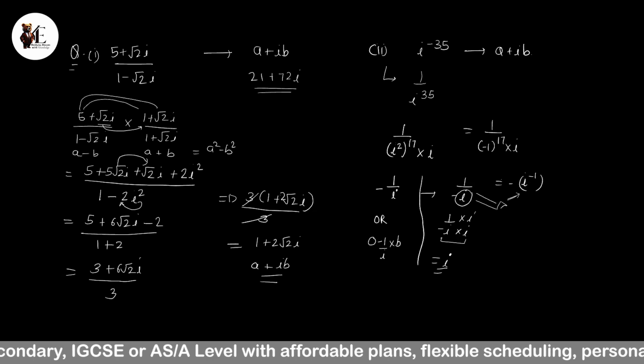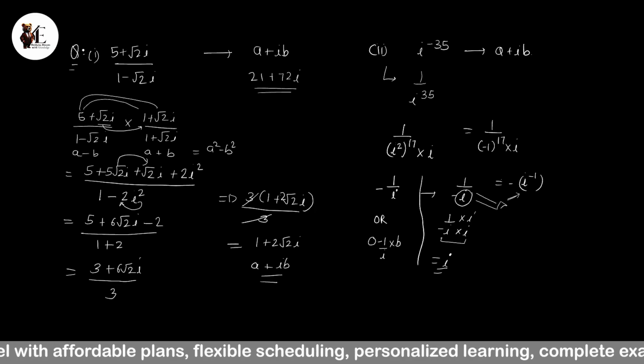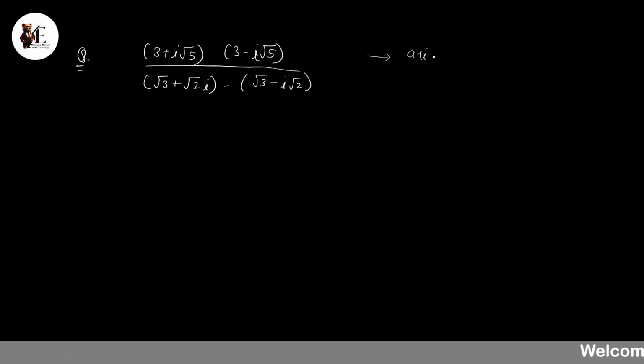Okay, have you written this? Okay. Yes. So the next question is 3 plus I root 5 multiplied by 3 minus I root 5, over root 3 plus root 2I minus root 3 minus I root 2. And you have to write this in the form a plus ib.